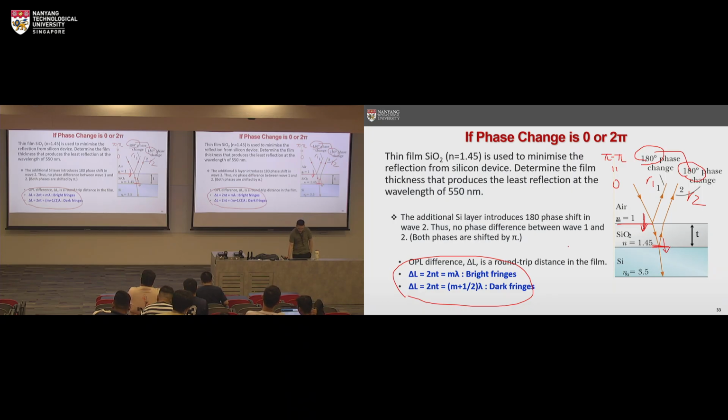Okay, so remember that your optical path difference is 2nt, because between ray 1 and ray 2, the difference in distance traveled is 2nt. So your optical path length difference is 2t. If you want to generate a bright fringe, it should equal m lambda. If you want to generate a dark fringe, it should equal m plus 1 over 2 lambda, which is a half lambda. Okay, so this is the golden rule that you need to memorize and understand for all the questions you will meet in this chapter.